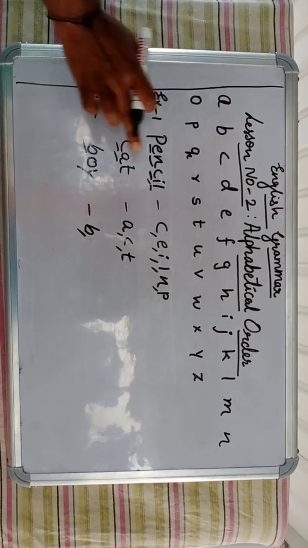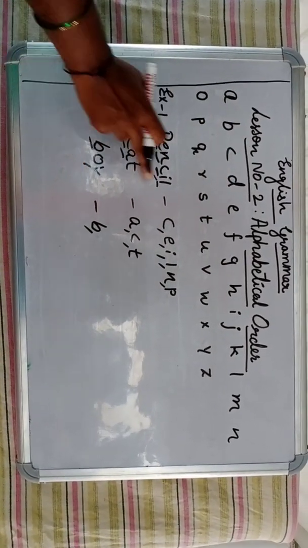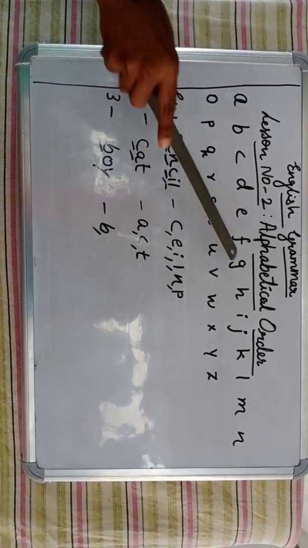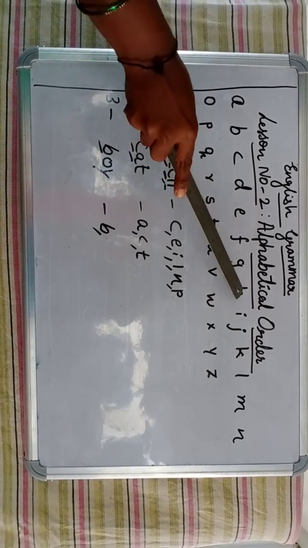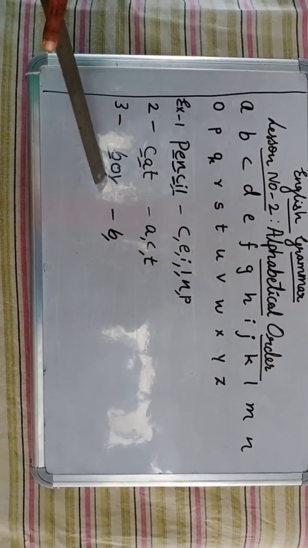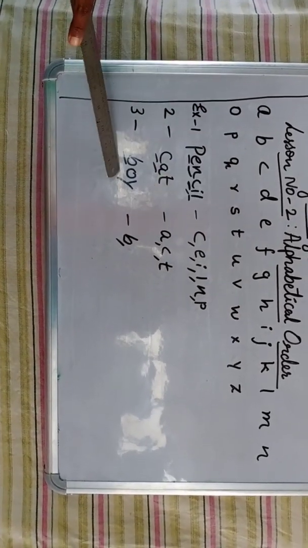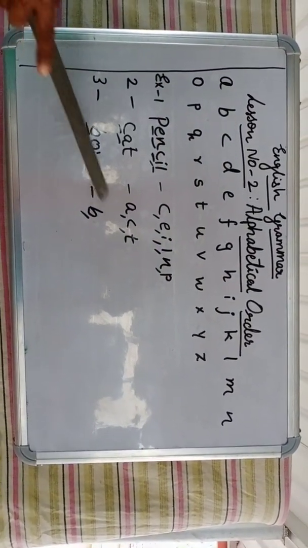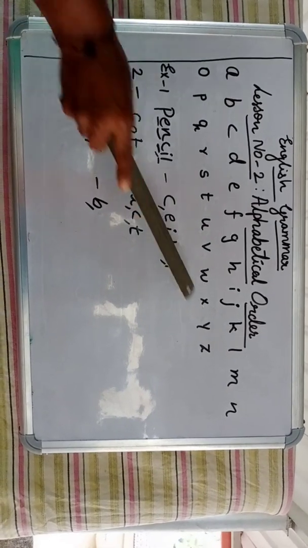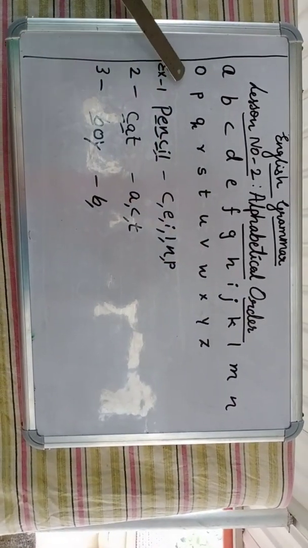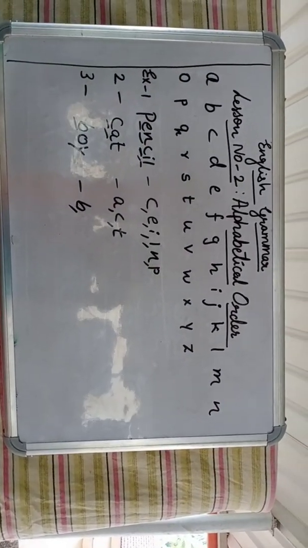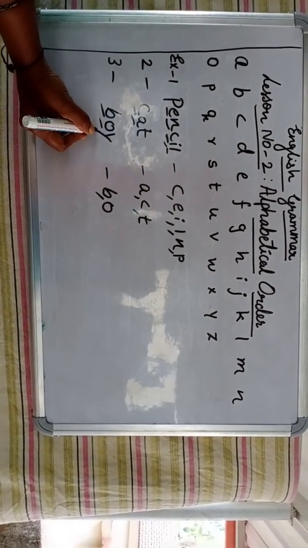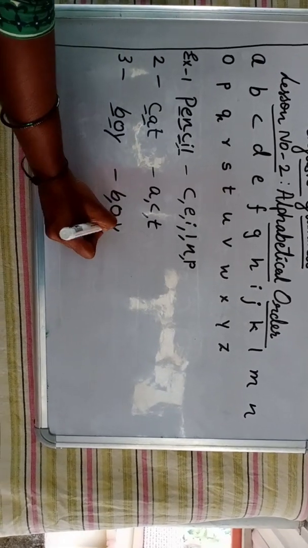Next, C is there? No. D? No. E? No. F? No. G? No. H? No. I? No. J? No. K? No. L? No. M? No. N? No. O? Yes. It is there. It is an O. And the remaining letter is Y.